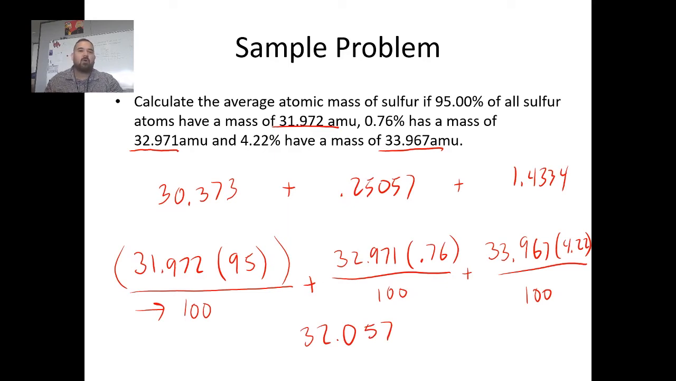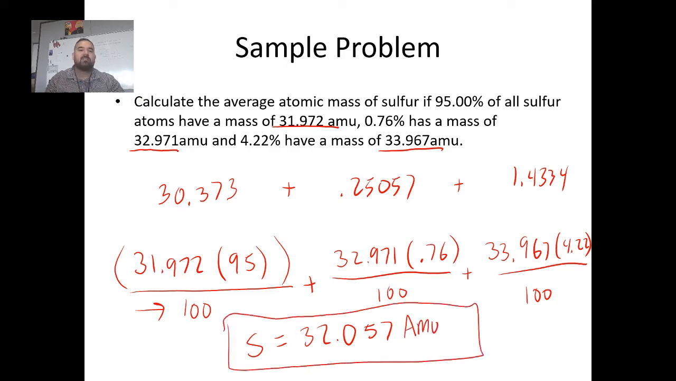And then to check our work, we're just going to look at the periodic table, and we're going to find sulfur. So sulfur is number 16, and you can see that the periodic table says that it's 32.066, which means we're close enough. So our answer is going to say S is equal to 32.057, and then the unit for these is always going to be AMU.